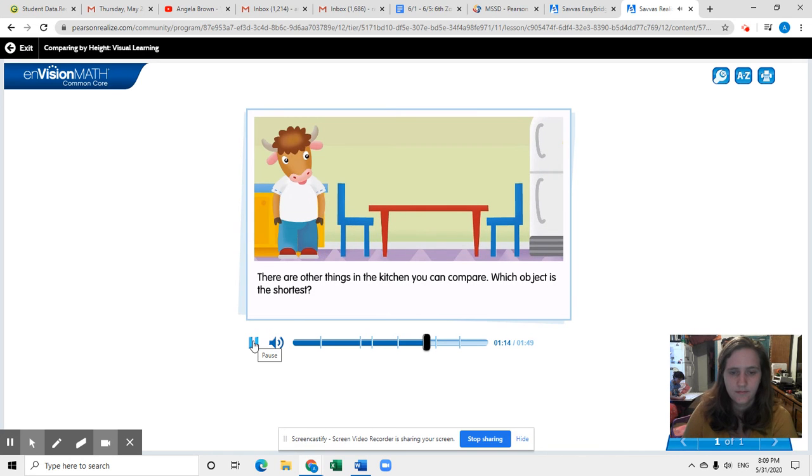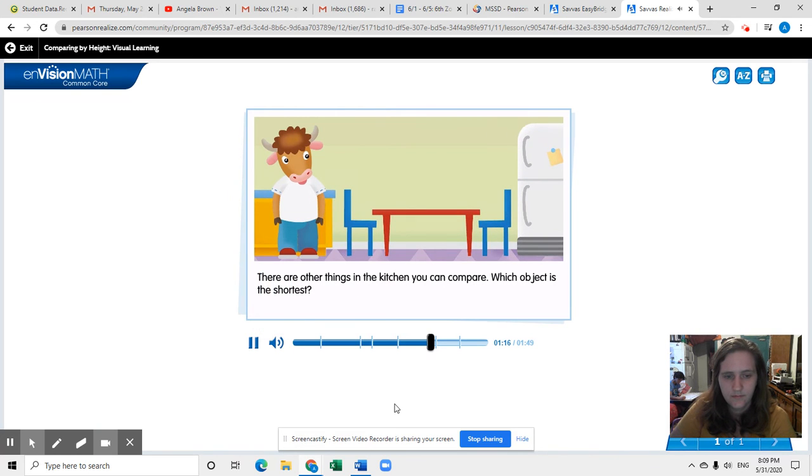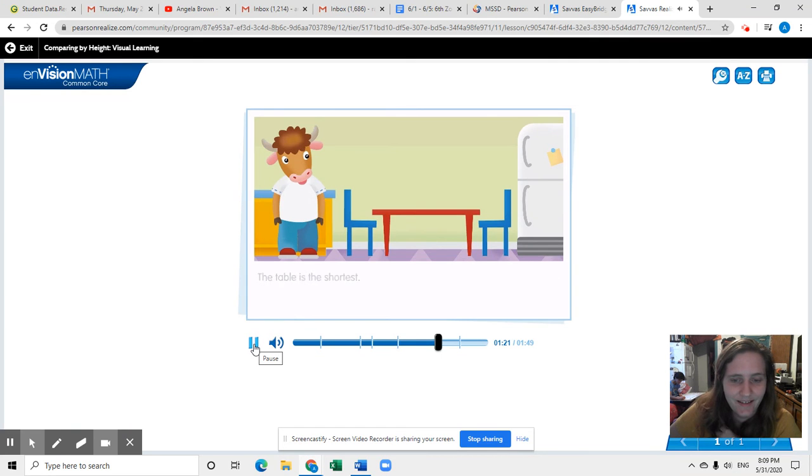There are other things in the kitchen you can compare. Which object is the shortest? So if you look at all these objects, the cabinet, the chairs, the refrigerator, which one's the shortest or closest to the ground? It's the table. Very nicely done. The table is the shortest.